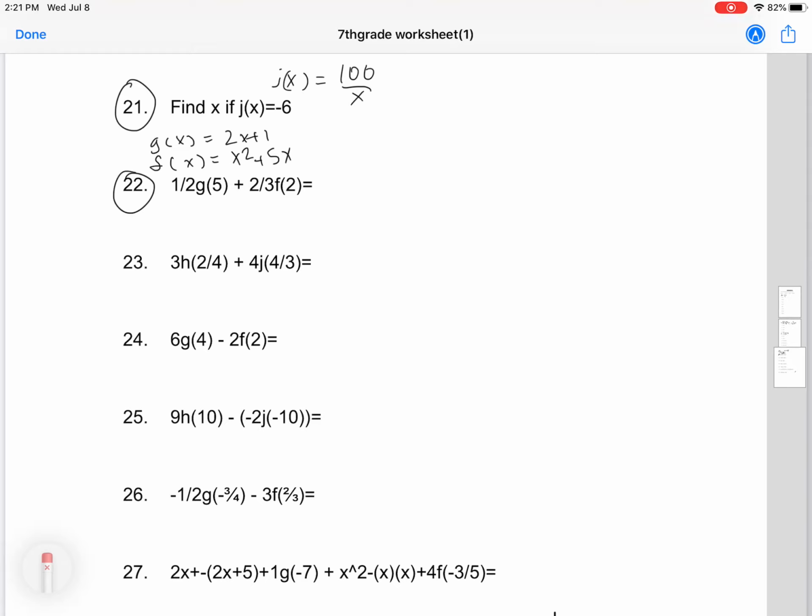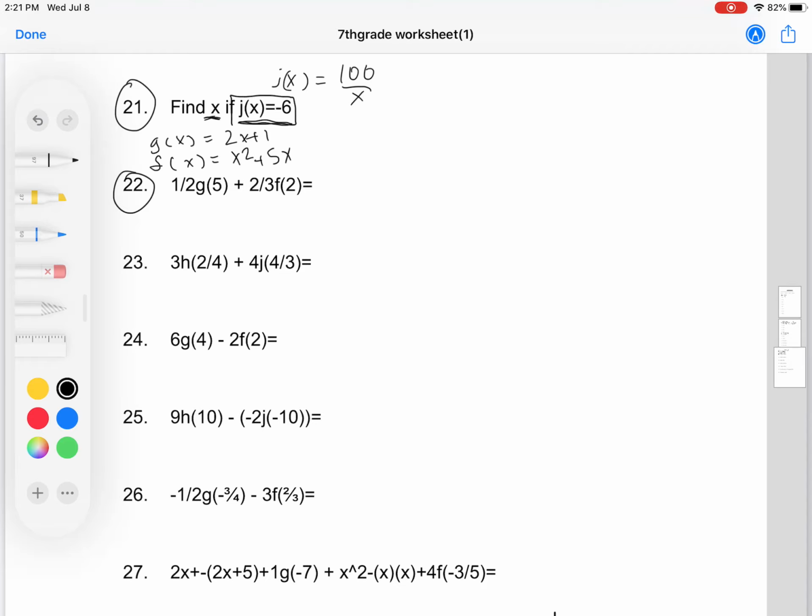So on to problem 21. This problem is different since we're finding the x value, the input, and we are given our output j(x). So what we can do is write down our function j, which is 100 over x, and substitute the output in this equation. So j(x) is defined as -6, so we just substitute that value. And now we just have to solve for x.